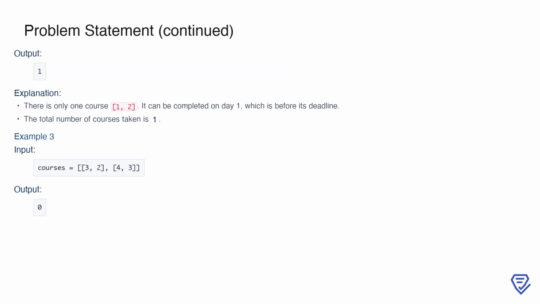Now, let's look at another example. Imagine we have only one course, which takes 1 day to complete and must be finished by day 2. Since the course can easily be completed within its deadline, we can take this course, and the number of courses we are able to complete in this scenario is 1. This example highlights a simple case where there's no conflict between the course duration and its deadline, making it straightforward to include the course in our schedule.